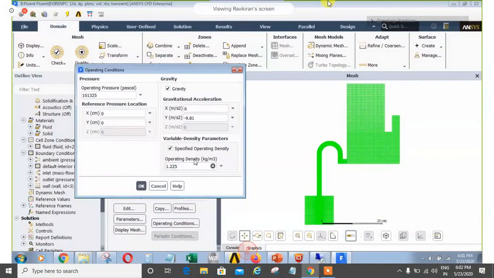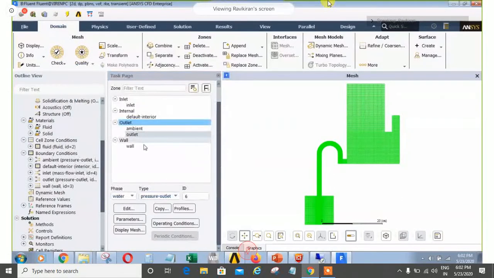Here, for the operating density, you can assign whichever is the lighter fluid. In this case, our air is the lighter fluid, so that is the density of air we have assigned here. If it is oil and water, whichever is the lighter fluid, that density will be applied in that case. Apart from that, there are no other settings to be done here.